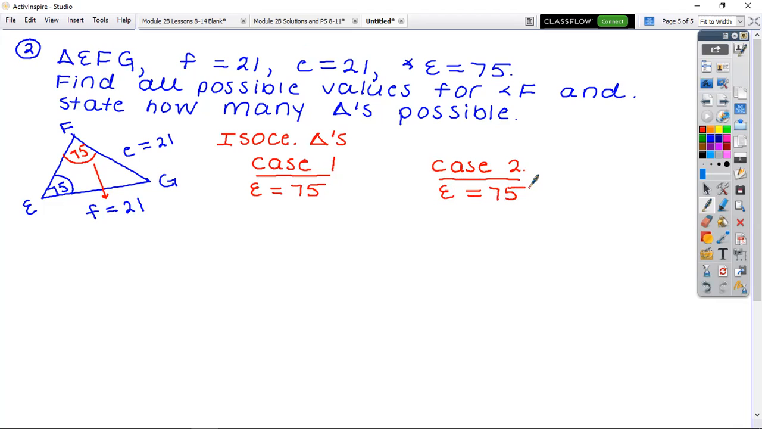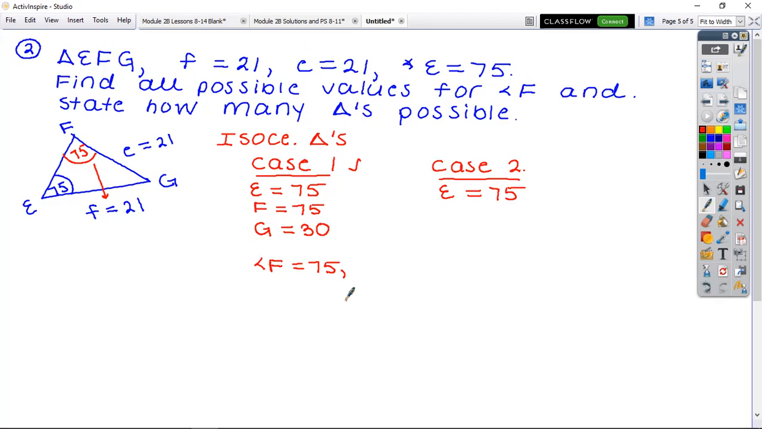We just found that angle F was 75. So do we have enough left over for G? Yeah, how much? Good. So case one is possible. So the first possible for angle F, we could definitely have 75 degrees. And then let's look at this one.